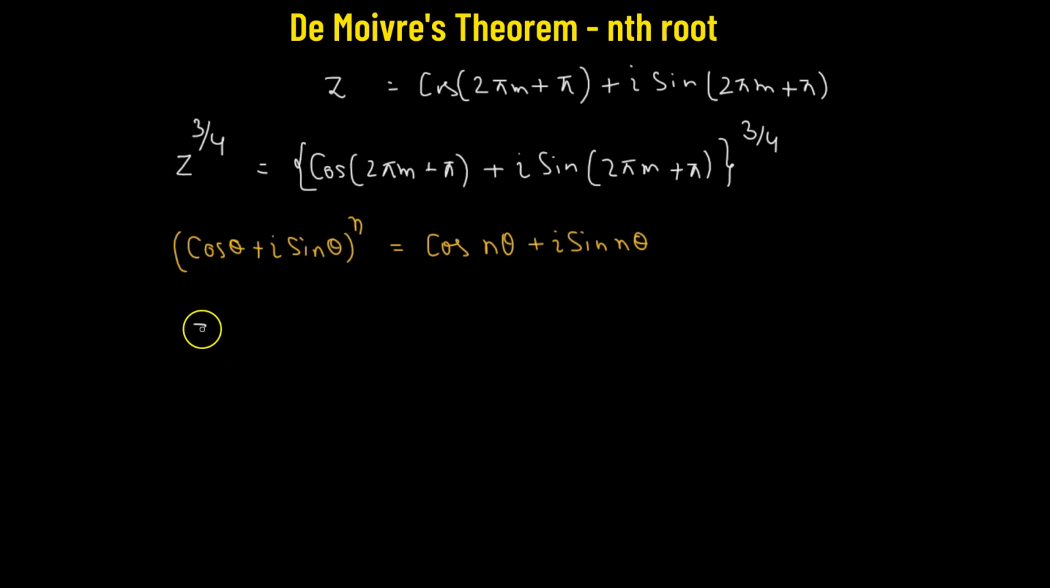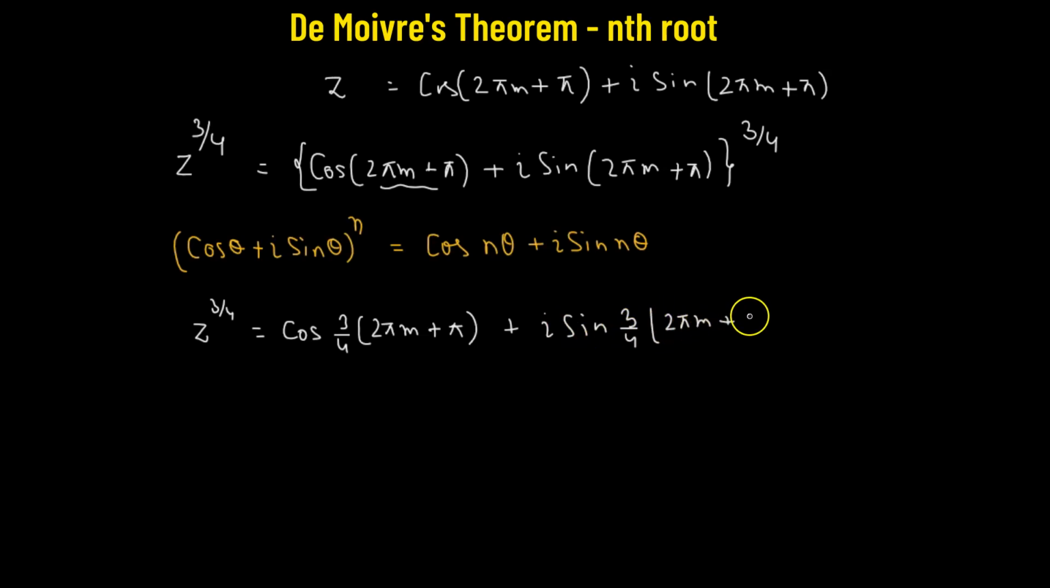Therefore we have z raised to the power of 3 over 4. This will be equal to cosine of, so we're going to multiply 3 over 4 with the argument of cosine as well as sine. So we have 3 over 4 multiplied by 2 pi m plus pi, plus iota times sine of 3 over 4 multiplied by 2 pi m plus pi. Now z we consider equal to -1, so we have -1 raised to the power of 3 over 4. So this is actually this particular expression which is given in polar form.